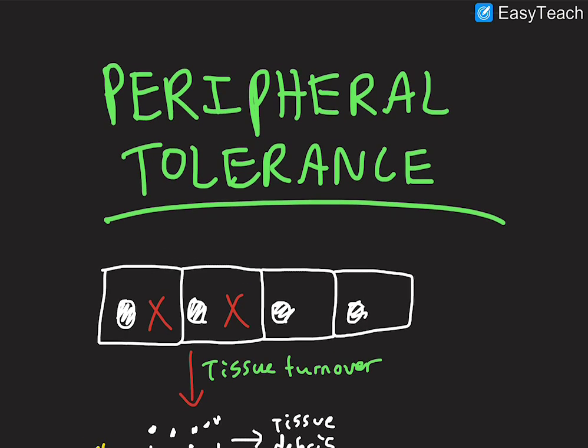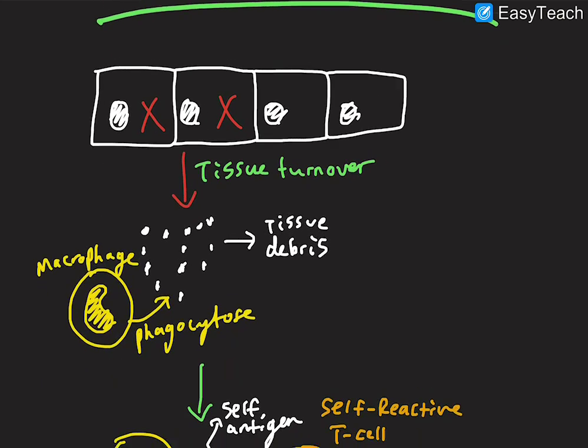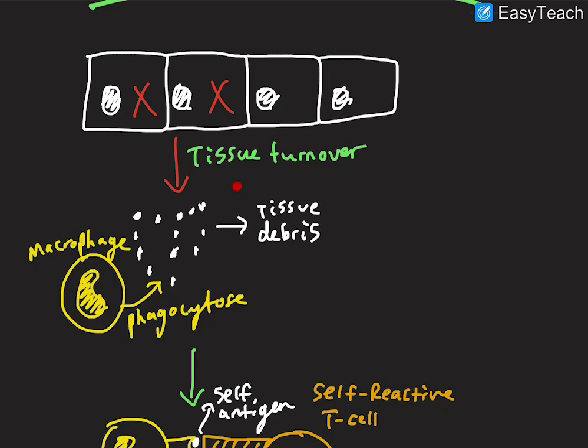So in case you have certain cells, like T cells, for example, that have escaped central tolerance, self-reactive T cells that escape central tolerance and now are in your circulation, you have peripheral tolerance mechanisms in order for that self-reactive T cell to not start attacking your own tissues. Let's say you have some tissue turnover. Not damage, just normal tissue turnover.